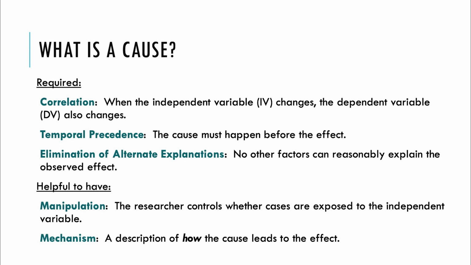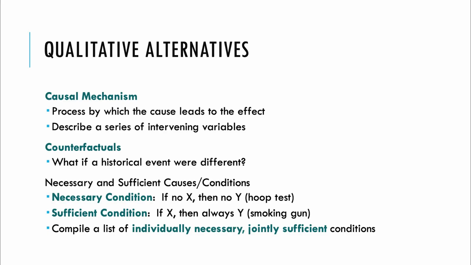But there are also two things that are nice to have when you're trying to demonstrate causality: an experimental design, which we'll cover in a few weeks, or a causal mechanism. In this video, I discuss causal mechanisms in more detail and how we use them to demonstrate cause and effect through qualitative historical analysis. There are many ways to establish causality through qualitative analysis.